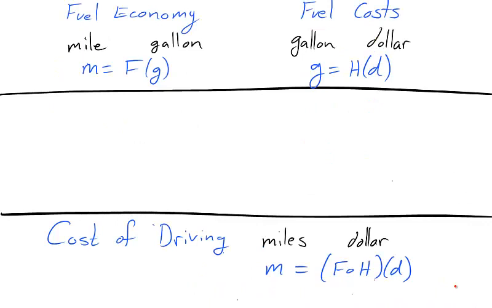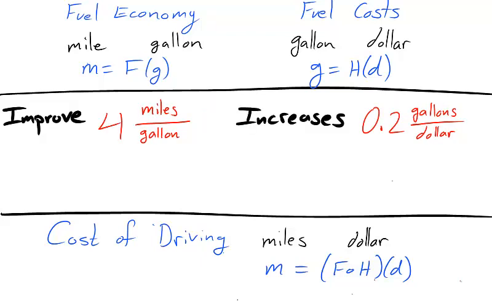Let's incorporate rates of change into this discussion. For fuel economy, the units would be miles per gallon, and for fuel costs, the units would be gallons per dollar. Suppose that the price of gas increases by 0.2 gallons per dollar in August, and you drove with more caution in August, causing your fuel economy to improve by 4 miles per gallon. How would you expect your cost of driving, the miles per dollar, to change?